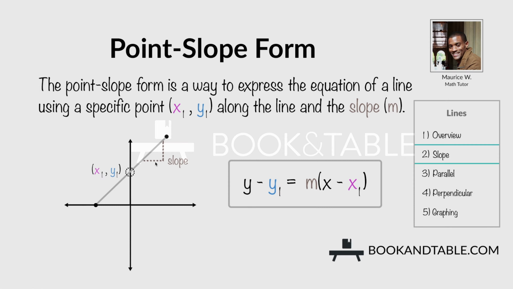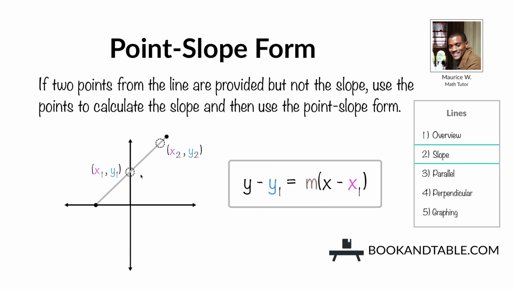But there's another case in which you'll be able to use the point-slope form, and that is if you are provided with 2 points on that line instead of the point and the slope itself. So in this case, if 2 points from the line are provided but not the slope, use the points to calculate the slope and then use the point-slope form.